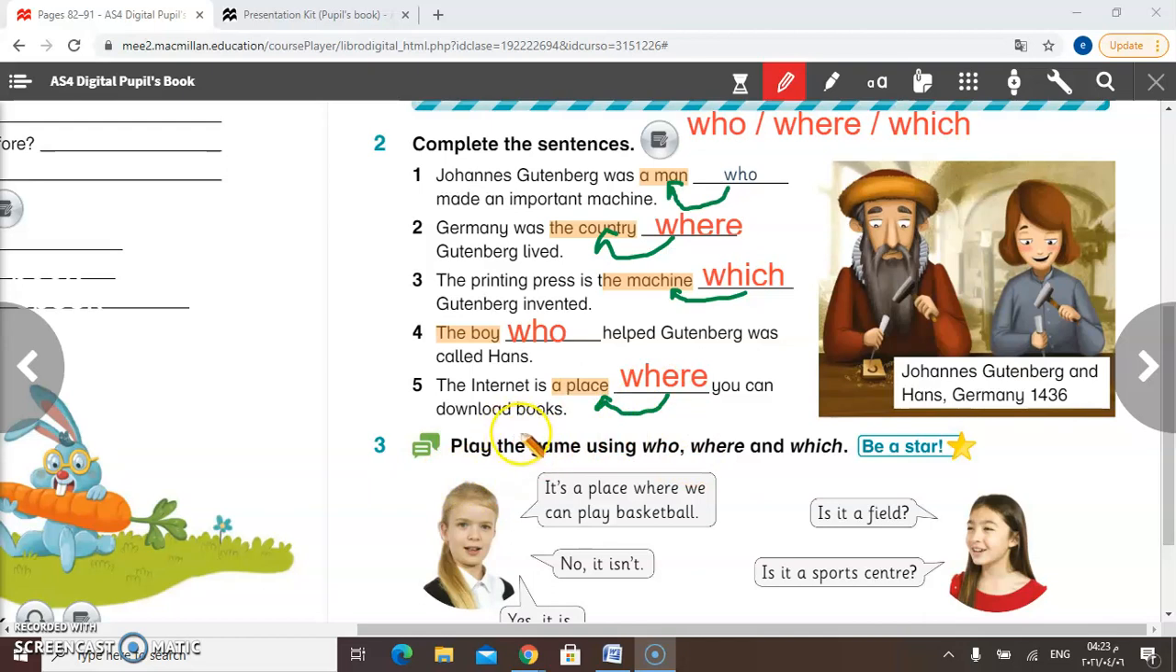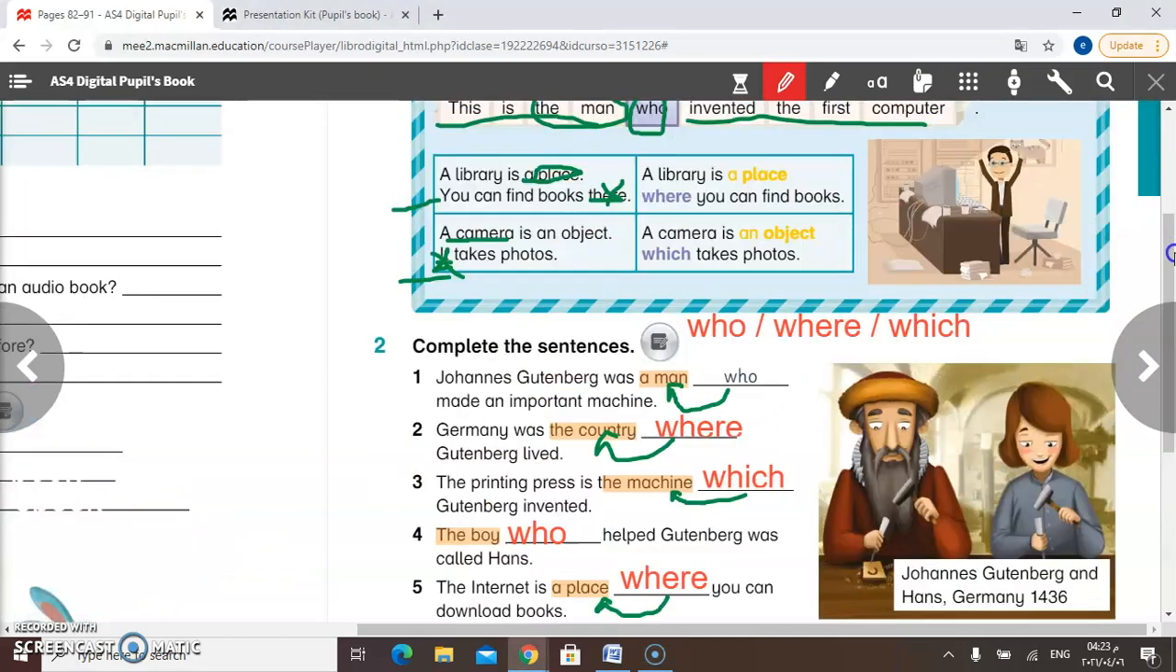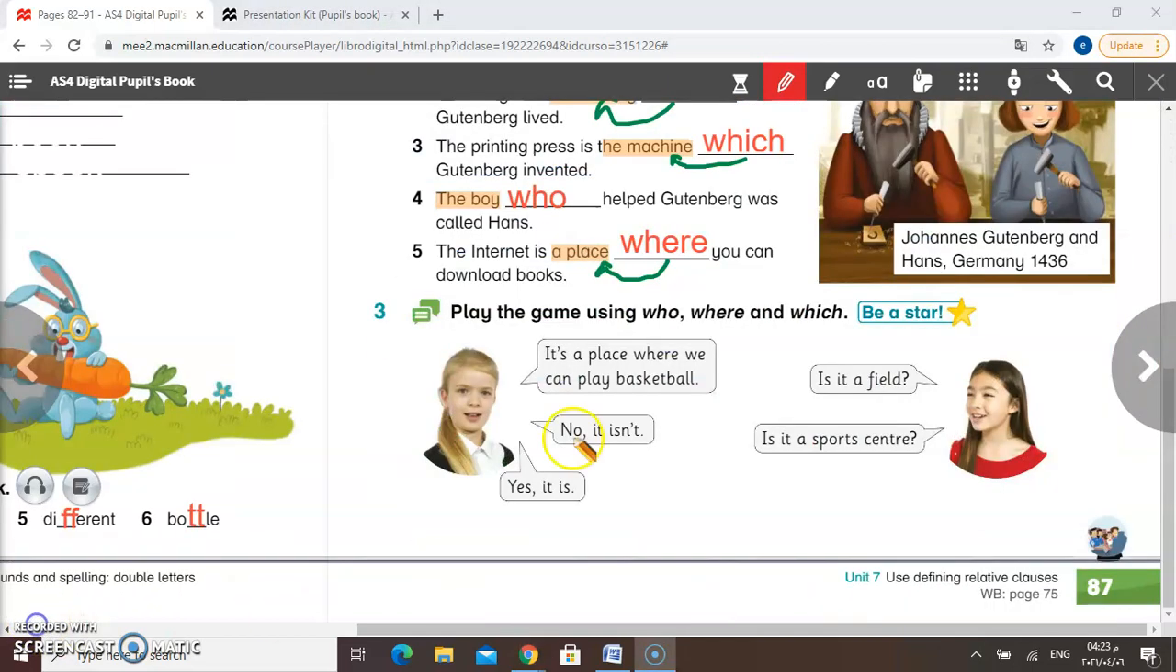Now, if you have finished, please move to the third question, which is play the game using who, where, or which. It's a place where we can play basketball. Is it a field? No, it isn't. Is it a sports center? Yes, it is. So you can do it with your friends or your brothers or sisters and show me that.